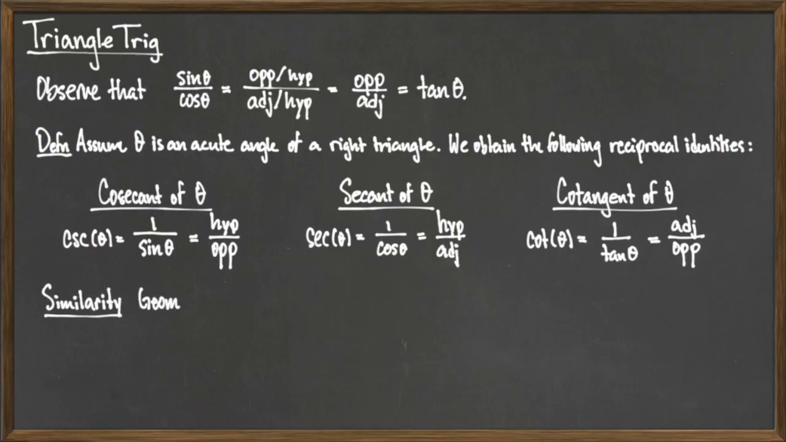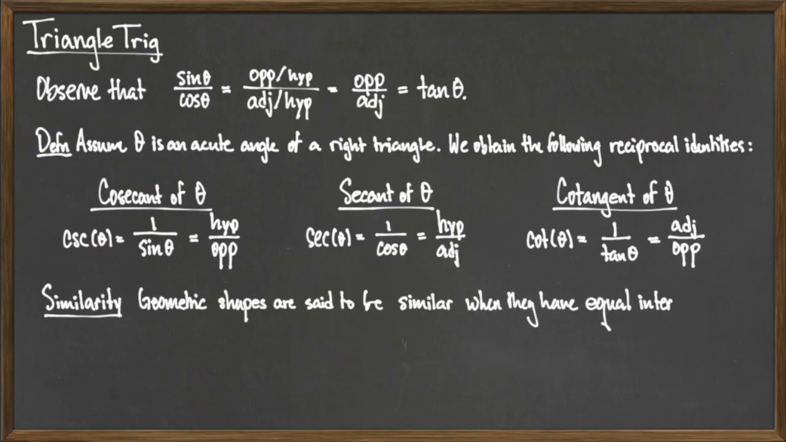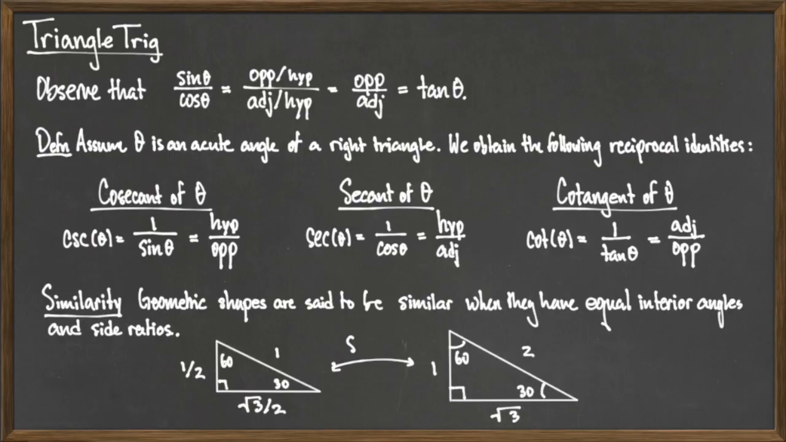One more definition is the following. We say that geometric shapes are similar when they have equal interior angles and side ratios. So consider the following two special right triangles, namely the same 30, 60, 90 triangle, where one is simply just scaled up by 2. So what we're seeing here is the following.